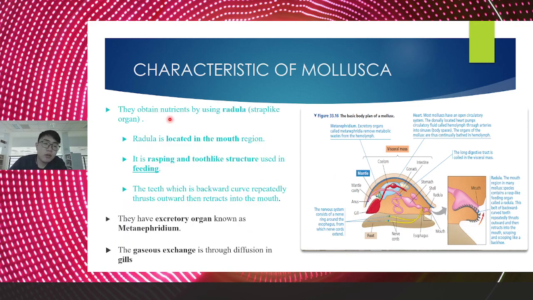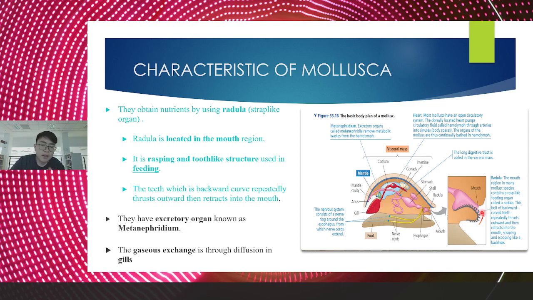And how do they obtain nutrients? They obtain nutrients by radula. The radula is this. You see how sharp it is. That is the radula. It is located in the mouth region and it is a rasping, tooth-like structure used in feeding. It is like our teeth.